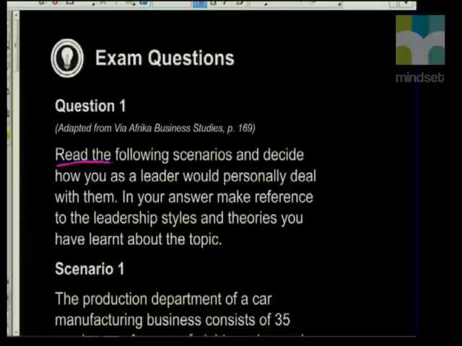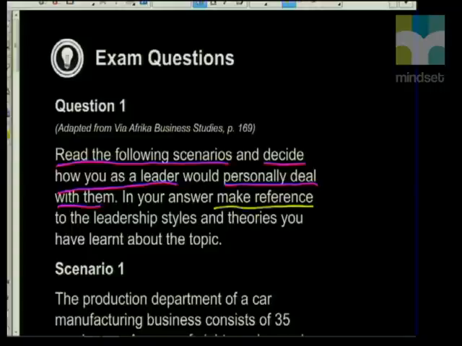Read the following scenarios and decide how you, as a leader, would personally deal with them. Then in your answer, and I'm going to do this in red, make reference to the leadership styles and theories you've learned about in the topic. So what they want here is for you to give your opinion, but base it on facts that you've learned throughout the year. So let's have a look at the first scenario.